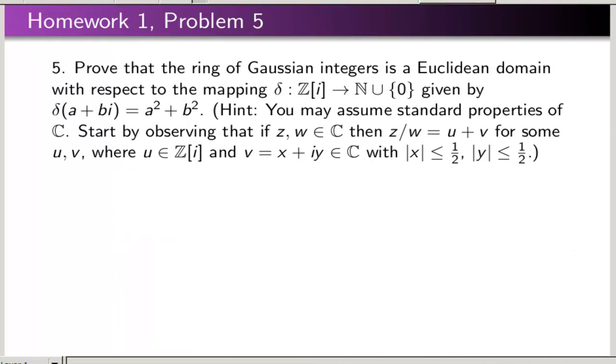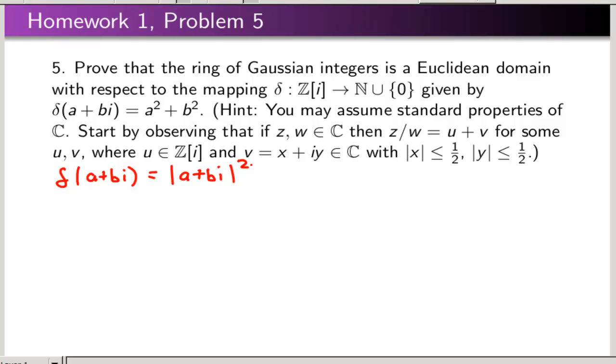Okay, problem 5. Prove that the ring of Gaussian integers is a Euclidean domain with respect to the mapping delta, given by delta of a plus bi is a squared plus b squared. So hopefully you'll recognize that the delta function is just the absolute value. So delta of a plus bi is the absolute value of a plus bi squared.